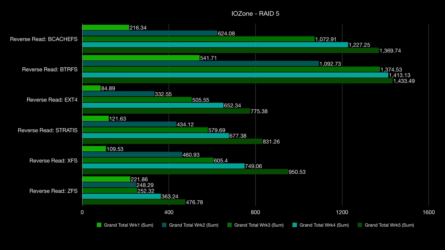And RAID 5, not believable. We've exceeded the maximum bandwidth again for both of those. And ext4 and Stratus and XFS are closer to what I would expect, and ZFS is still having issues with these workloads.